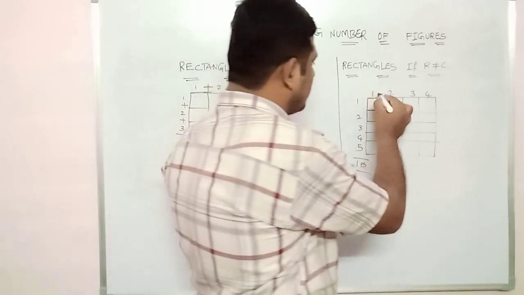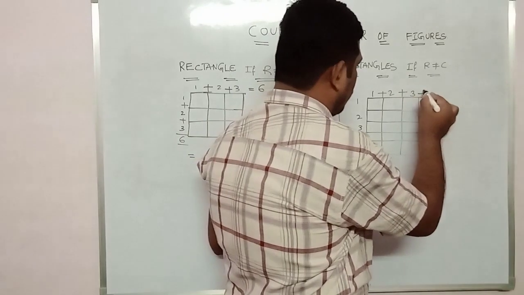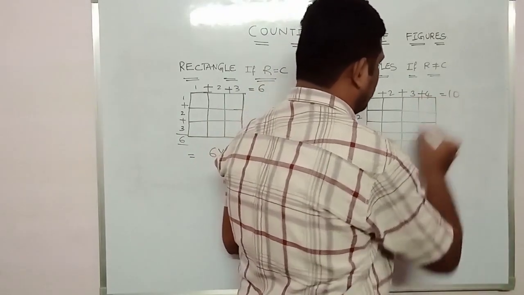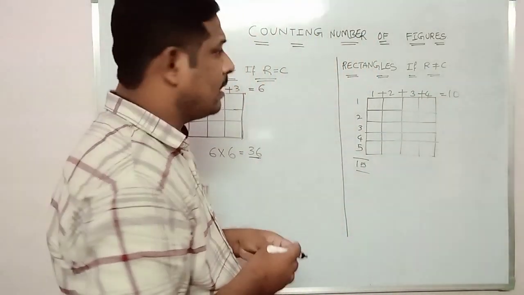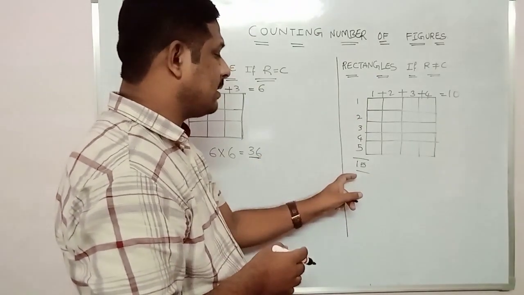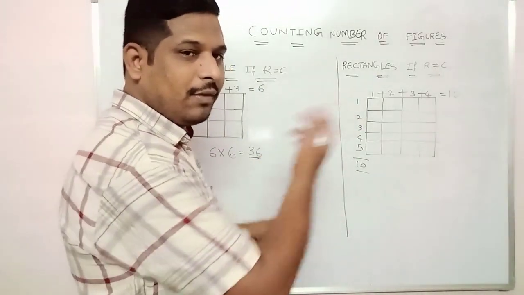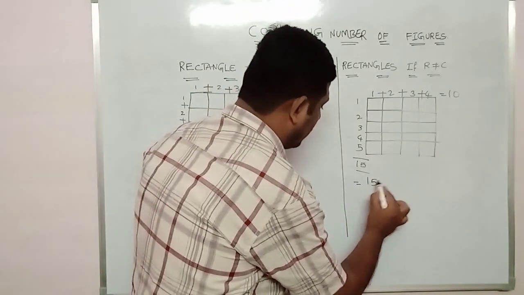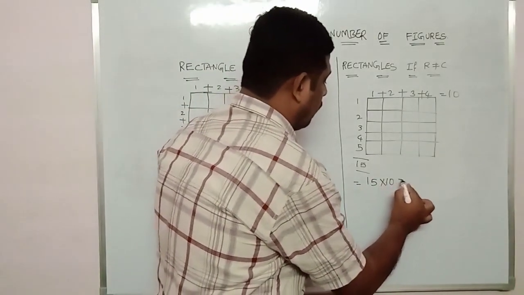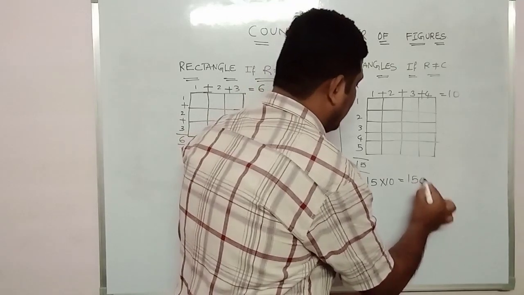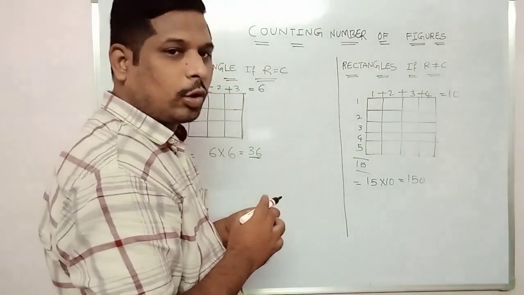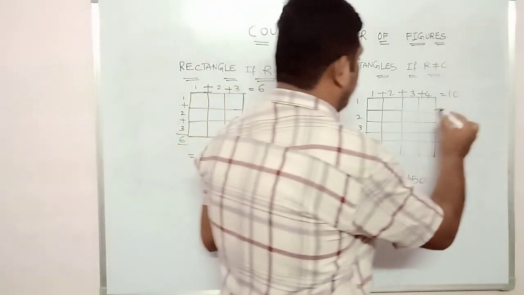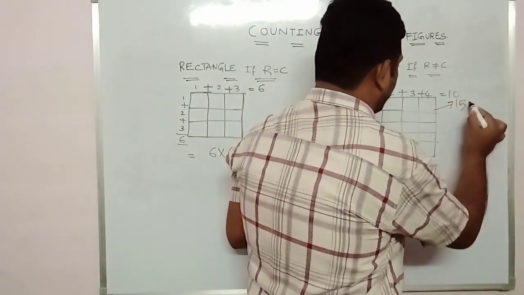Similarly, coming to this, 1 plus 2 plus 3 plus 4, which is 10. Earlier we discussed the number of rectangles is the sum of number of rows multiplied with sum of number of columns. That is 15 multiplied with 10, which is 150. So in this figure, we have total number of rectangles 150.